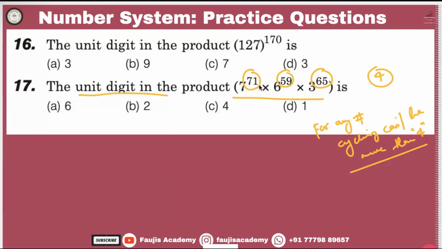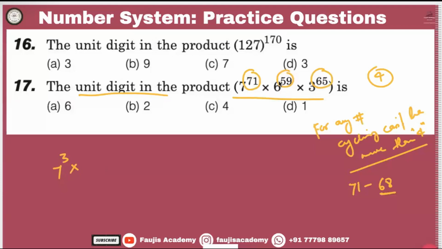So you divide it by 4. Which number is nearest to 71 and also divisible by 4? It's 68, right? Now just reduce it. Just 71 minus 68. How much is that? 3. Write it down. 3.